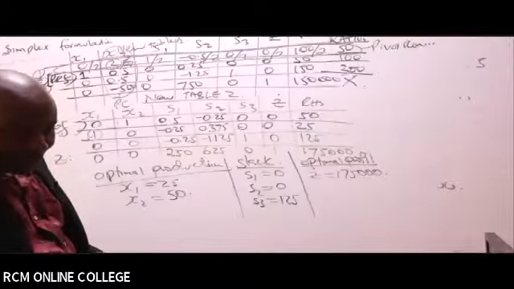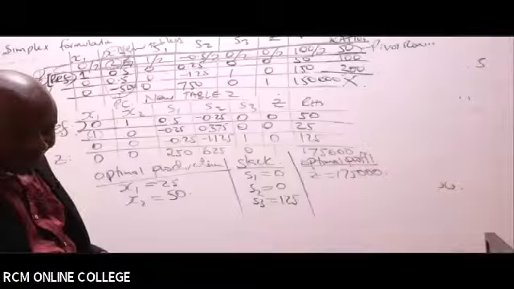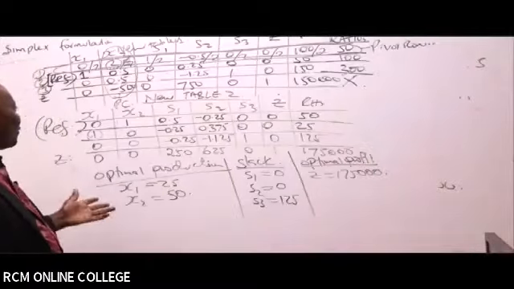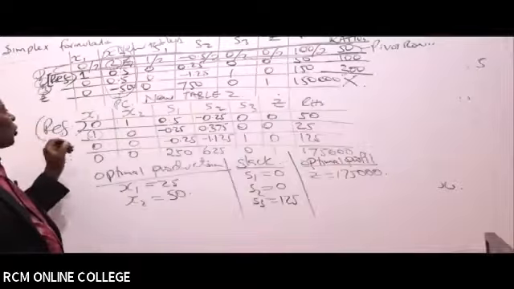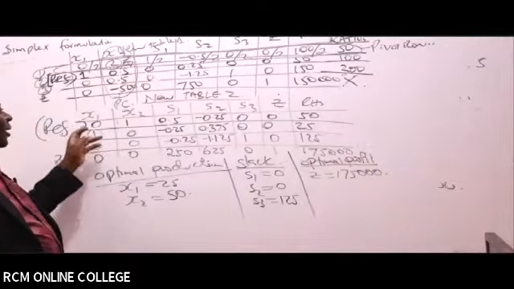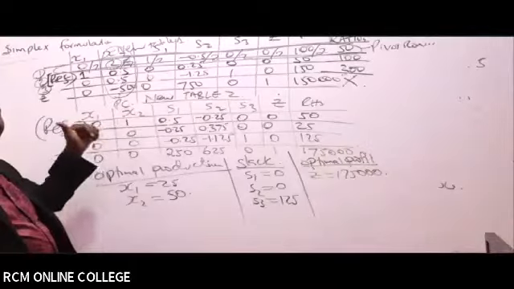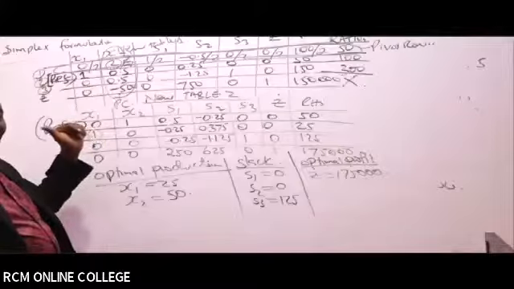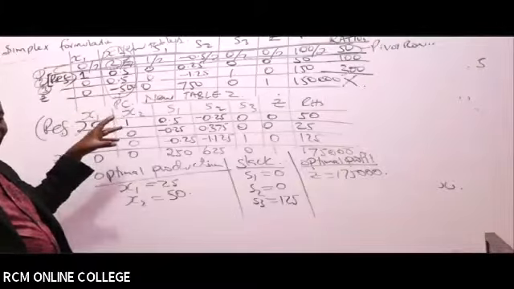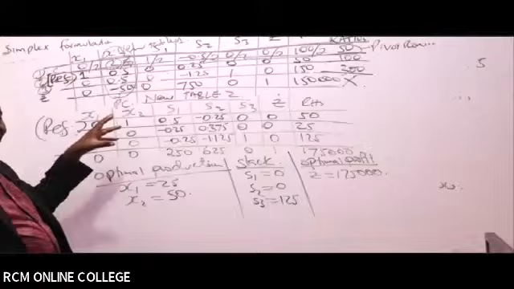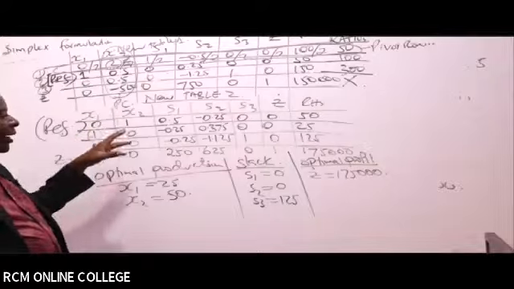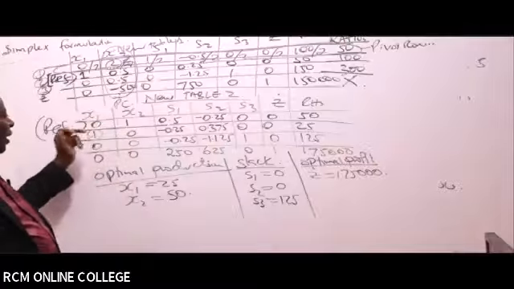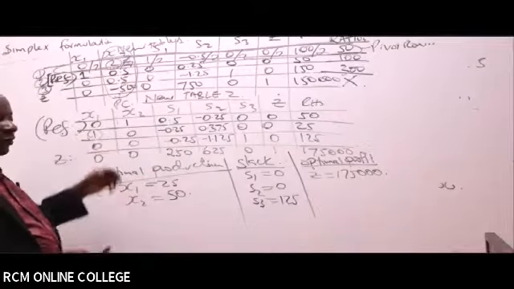I repeat on optimal production. Optimal production is very, very easy. You know what the quantities of our products were? It was X1 and X2. In this case, we have here X1, 25.